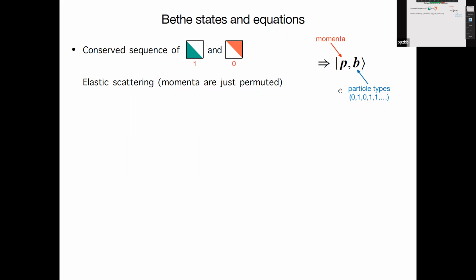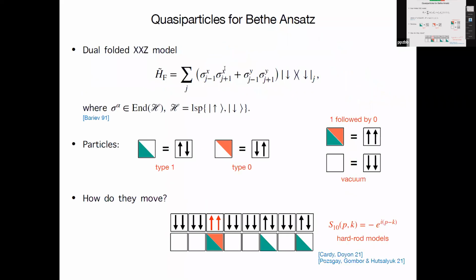Okay. Elastic scattering means that the momenta of particles are simply permuted. But in our model, we have an interesting situation of having different species of particles, and their sequence is conserved. Namely, in any of these cases, you can see that the sequence of orange and green triangles, apart from moving around, is basically conserved during this scattering process. They cannot jump across one another.